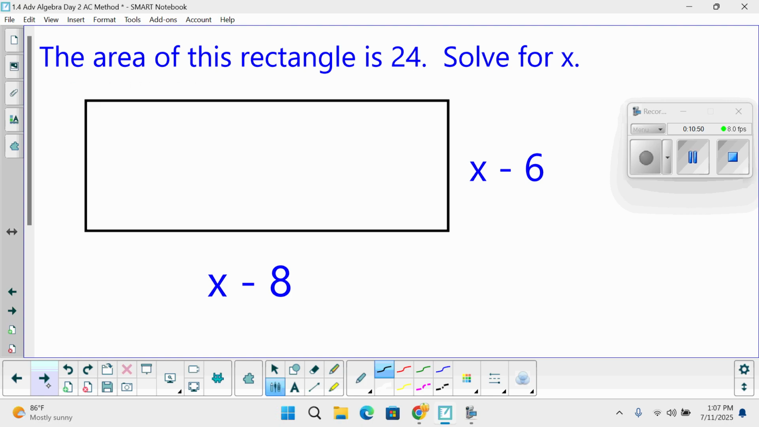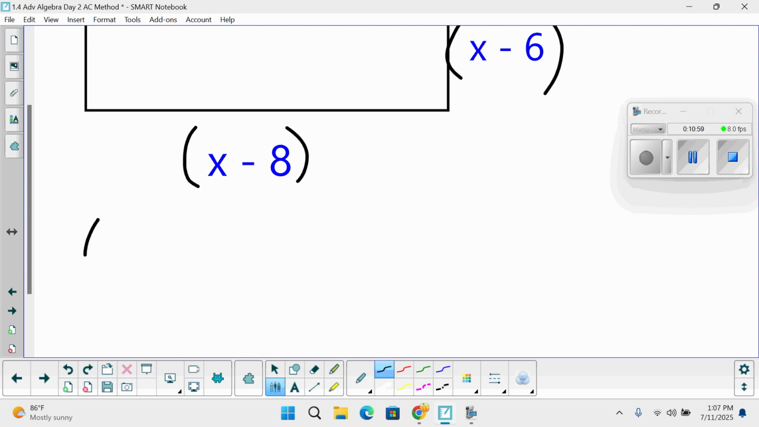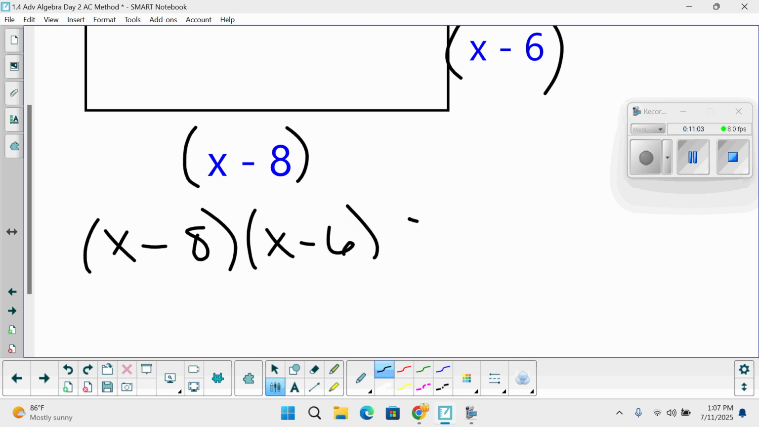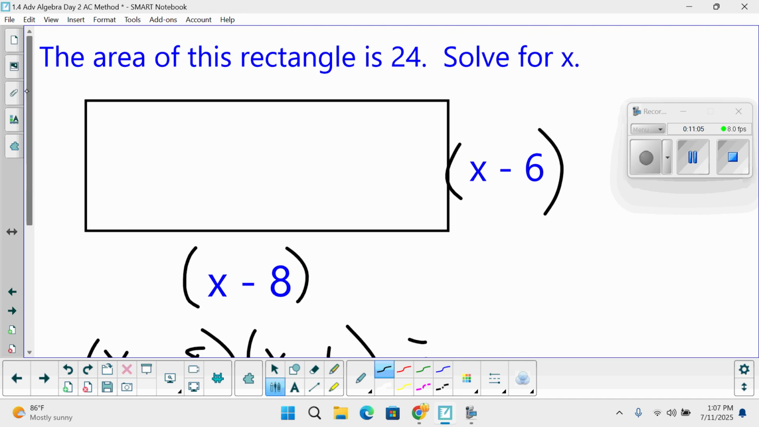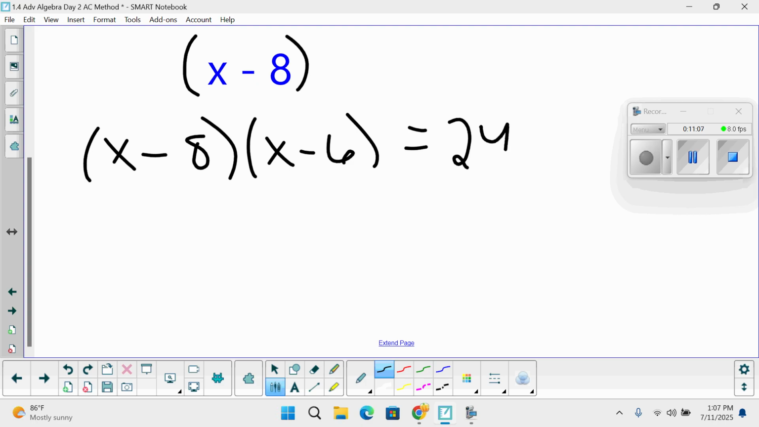The area of this rectangle is 24. Solve for x. So to do area, we're going to kind of group that length. We're going to kind of group that width. So here's my length. Here's my width. And I'm going to set it equal to what they told us the area was, 24. Now you might be wondering, how are we going to solve this? We actually have to FOIL this all the way out, get the 24 on the left-hand side, and then refactor it. So that's going to be fun.